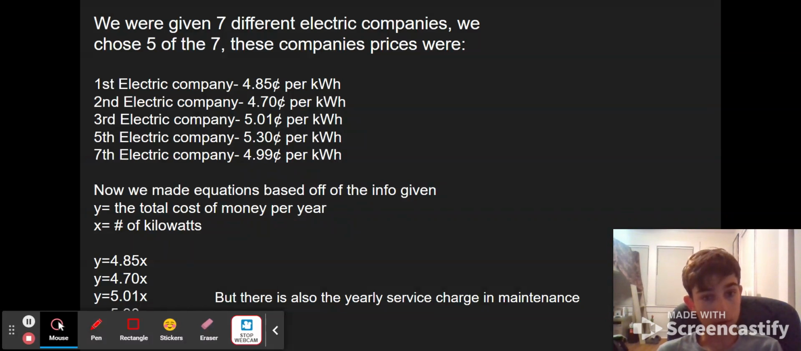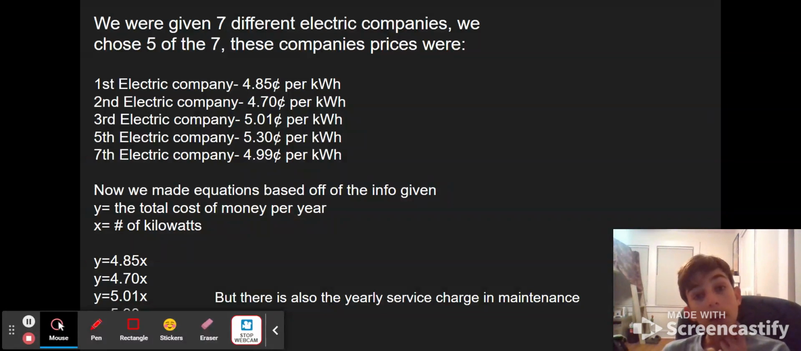The second electric company offered us 4.7 cents per kilowatt hour. The third electric company offered us 5.1 cents per kilowatt hour. The fifth electric company offered us 5.3 cents per kilowatt hour. And the seventh electric company offered us 4.99 cents per kilowatt hour, which is basically just 5 cents.